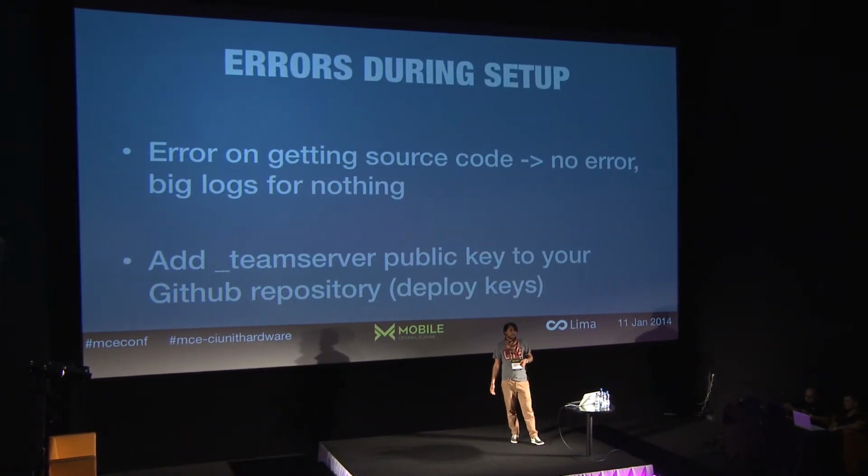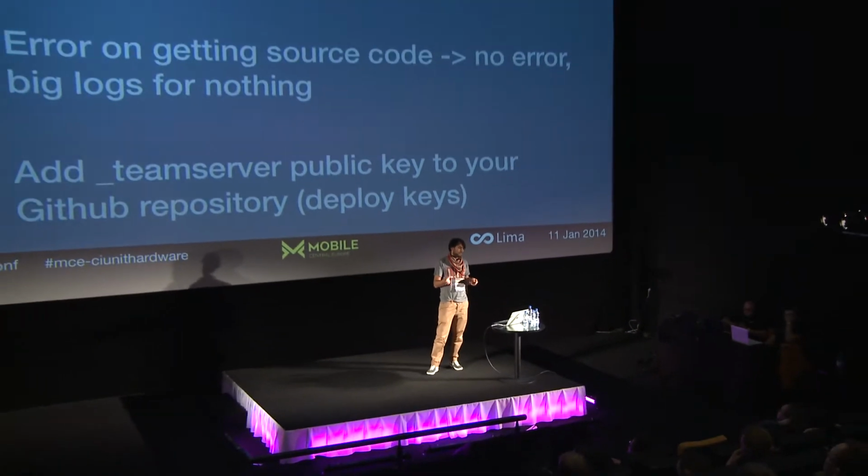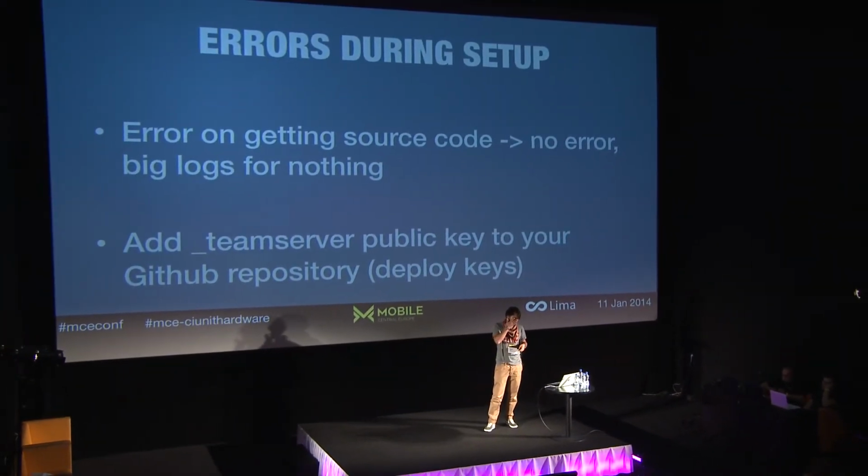I found a lot of errors during setup. Sometimes it's just impossible to get the source code. My source code was on GitHub, and I didn't want to do authentication by login and password. I wanted to use a deploy key from GitHub because it's the right solution to use. On my Mac, I've got a session, a user, but it's not using this user to check out the code. It's using Team Server. Team Server is a user that is just for building and integrating your bots. So you've got to add the deploy key of Team Server to your GitHub account.